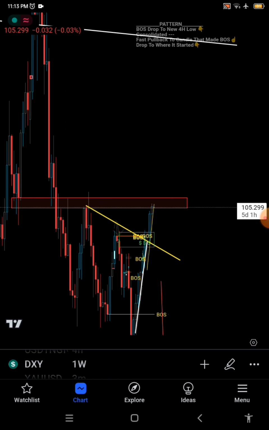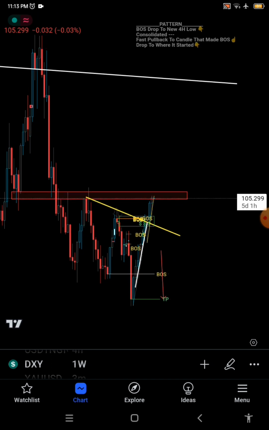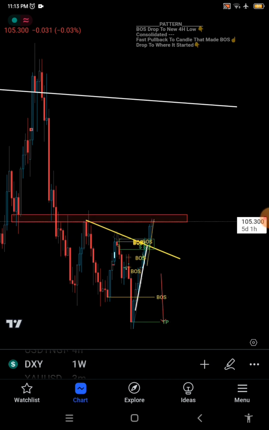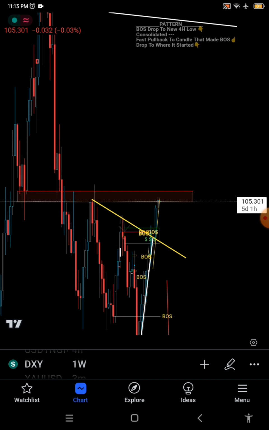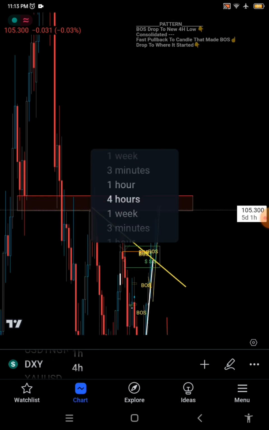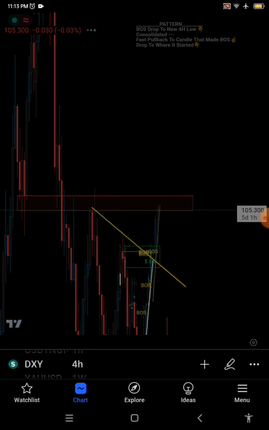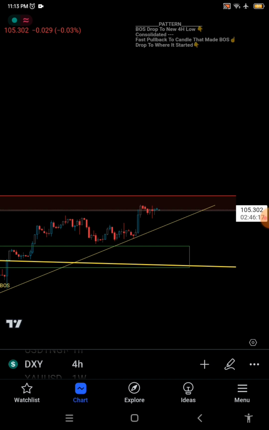If DXY, the dollar index, could break above successfully, gold is going to cascade down seriously. You're going to see some serious selling pressure on gold. But if you get a huge rejection from this level, gold is going to do insanely well. So you have to pay attention to this on the 4-hour and the daily time frame. Those are the two time frames you should pay attention to for DXY.